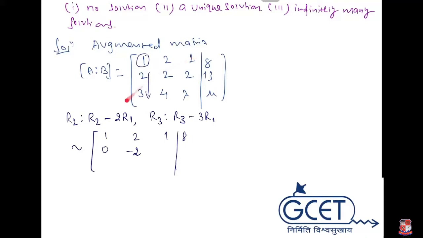Then this is minus 2 and plus 2, so that is 0. Then this is minus 16 plus 13, and so minus 3. Similarly, multiply with minus 3 here, so minus 3 plus 3, so that is 0. Multiply minus 3 here, so minus 6 plus 4, so minus 2, and that is lambda minus 3. And this is mu minus multiply with minus 3, so mu minus 24.